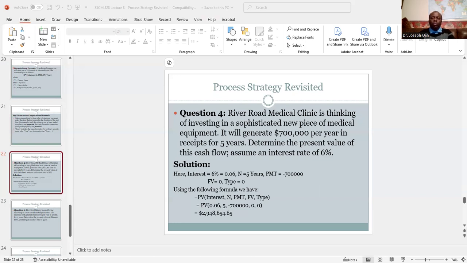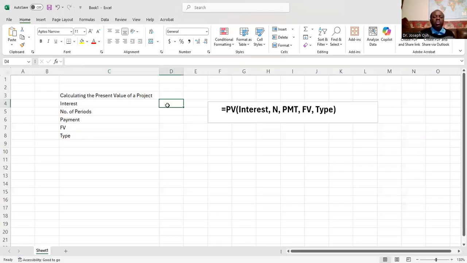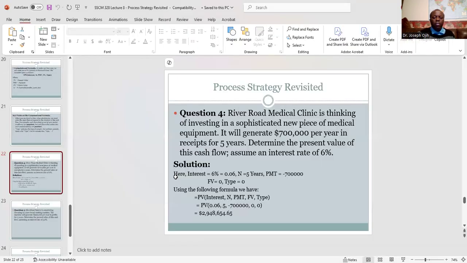So what you're going to do, first of all, is to put some of this information into Excel and then find the present value, using the formula that I just showed you. So let us put this information in Excel for the River Road Medical Clinic. Interest is 6%, so you put 0.06. And we are told that the number of periods is 5 years.